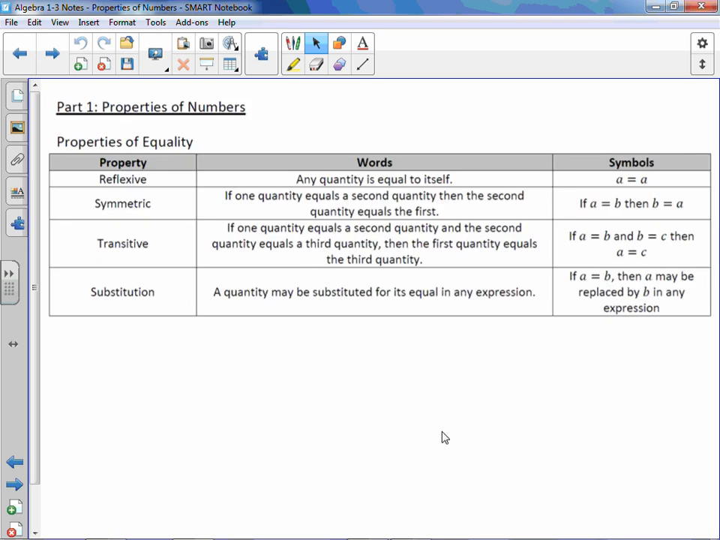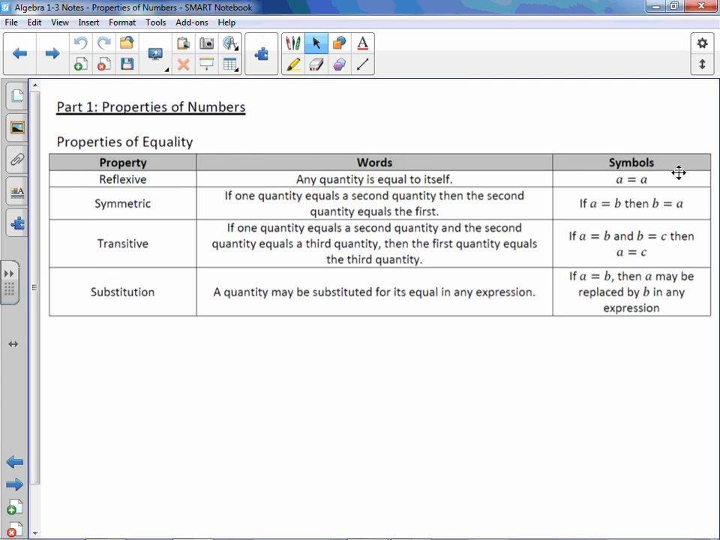So here we have a list of our equality properties, or properties of equality. We have our reflexive property, which states that any quantity is equal to itself. For example, A is equal to A. So a number equal to itself is the reflexive property, a number or variable or expression.